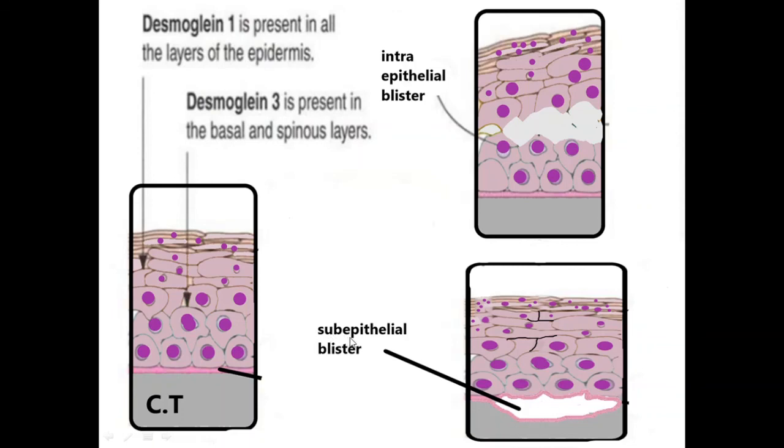And if the antibody is formed against laminin 7, in BP, then bulla formation will be there subepithelially, or subepithelial blisters will be there.